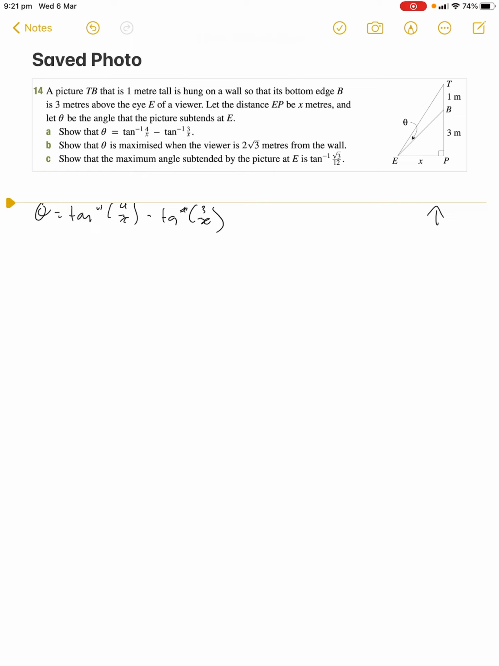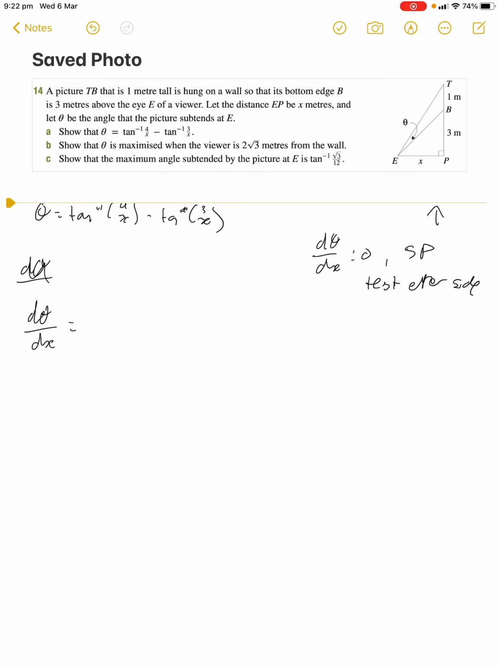Things get difficult when we're asked to show that the angle is maximized when the viewer is 2√3 meters from the wall. This means I'm going to need to differentiate this expression, because I want to show that it's a maximum, and I can show it's a maximum when the first derivative is equal to 0. That means it's going to be a stationary point, and then I can test either side. I could look at the second derivative, but this is going to be a bit of a monster anyway, so I want to avoid doing that. So let's look at it this way. We're going to differentiate both of those terms.